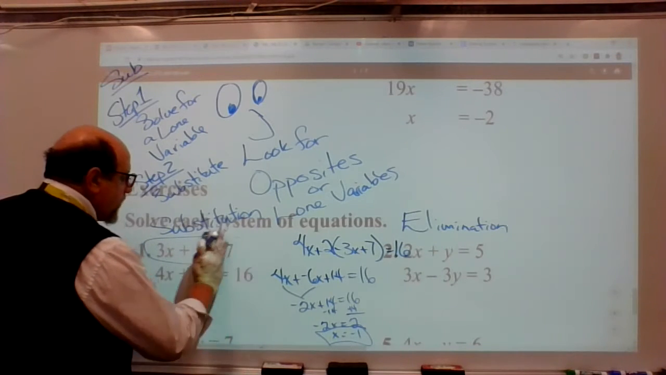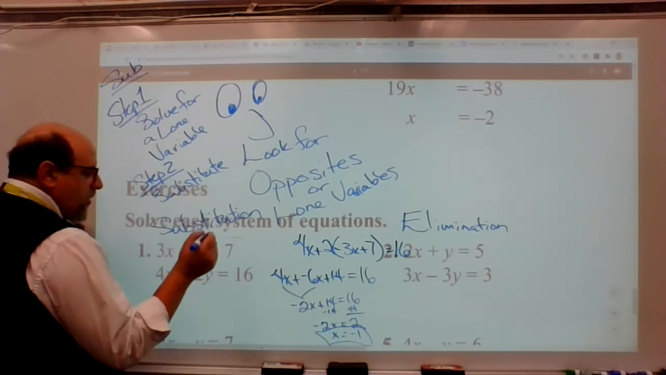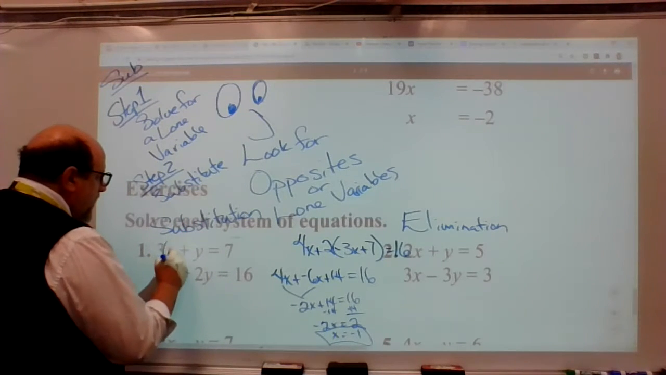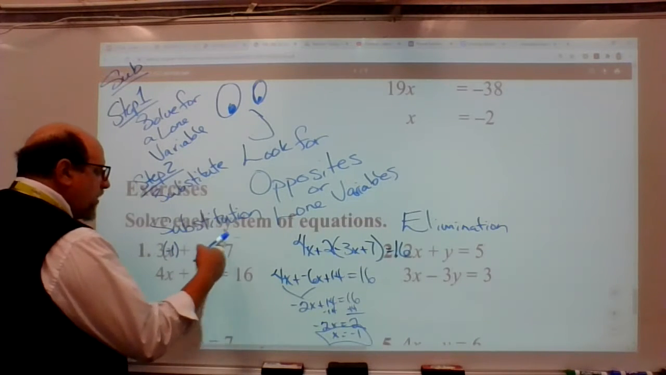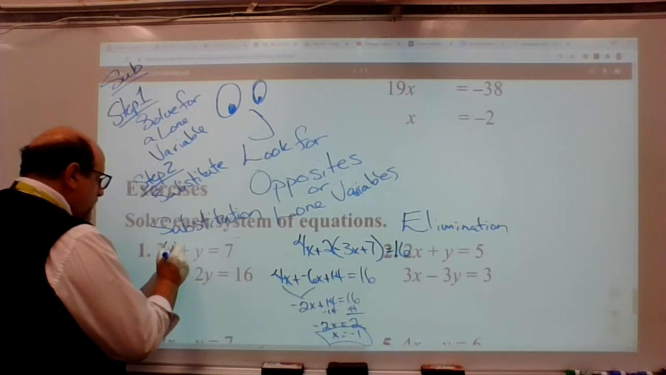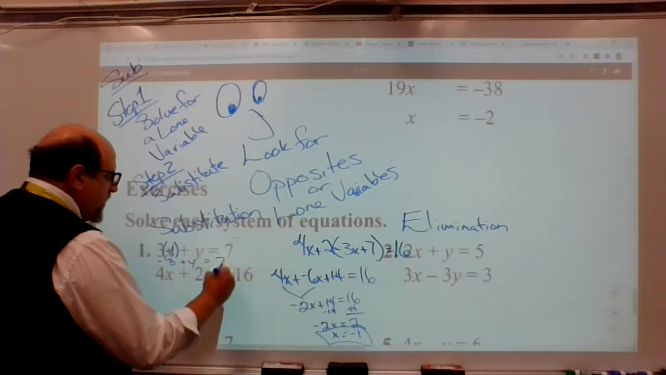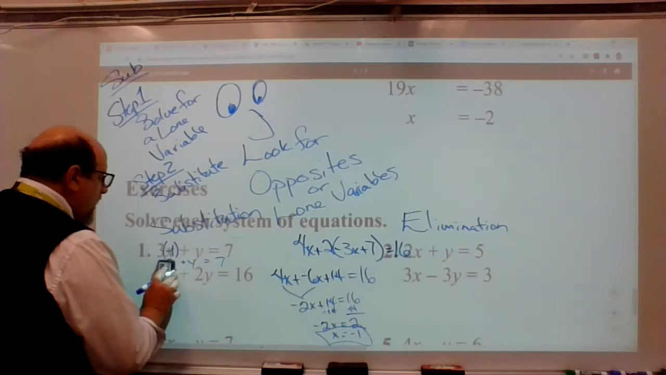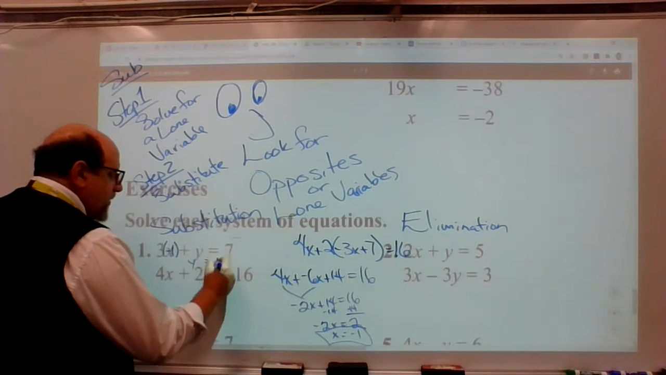You can put it in either one. But I like this because it has a lone y, and it's so much easier to do. So 3 times negative 1, that's what I found for x, plus y equals 7. Okay, 3 times negative 1 is negative 3, plus y equals 7. Add 3 to both sides. Then y is equal to 10.